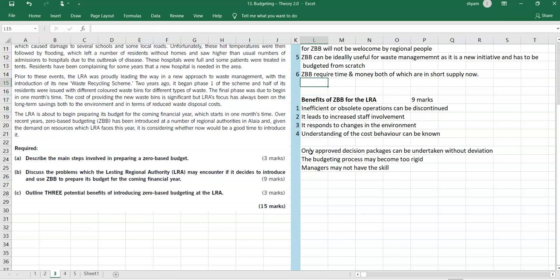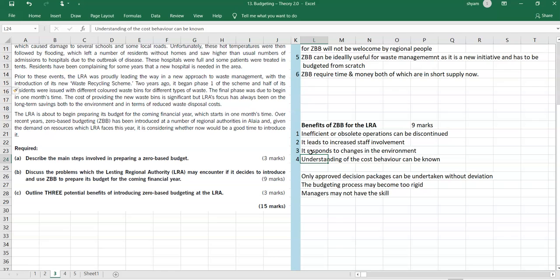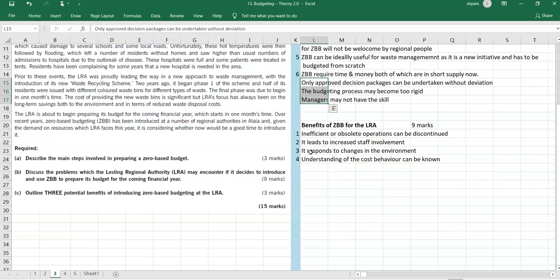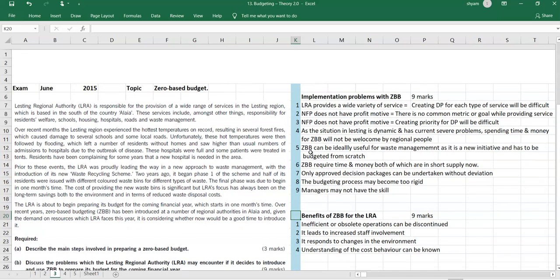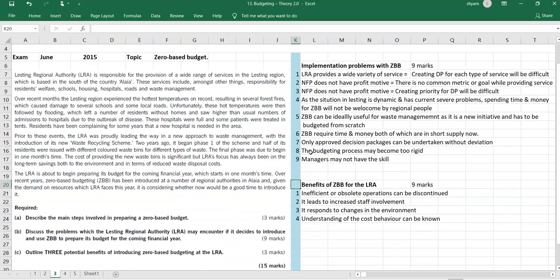So what we'll do is, it's 7, 8, and 9. Okay, so we got 9 points here. So benefits for LRA, I don't think we can get 9 points as such. Okay, actually it's not 9 points. I think it's only 3 marks. It's only 3 marks. So you can write like this.